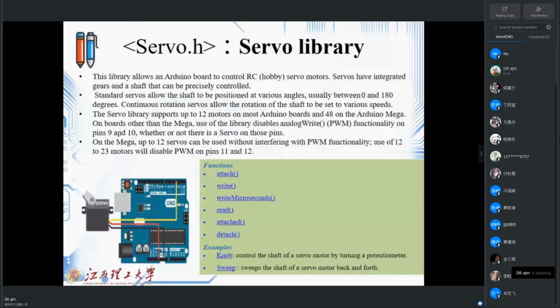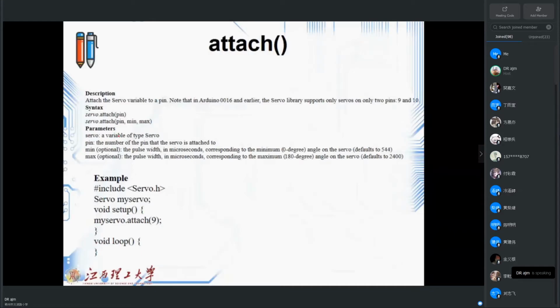Also, inside the IDE, they made 2 examples. One is Knob and the other is Sweep. In Knob, they control the shaft of a servo motor by turning a potentiometer, which we'll do today. And Sweep sweeps the shaft of the servo motor back and forth. This is something that today we will review in this example. But before that, let us see what these functions are and how they work.